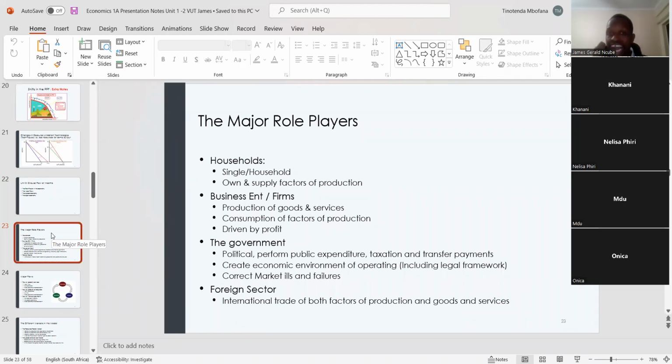So those are the four major role players within an economy. There are households. When we say a household, we are talking about you and me within an economy. We are talking about James, we're talking about Kanani, we're talking about Melissa, we're talking about you, right?